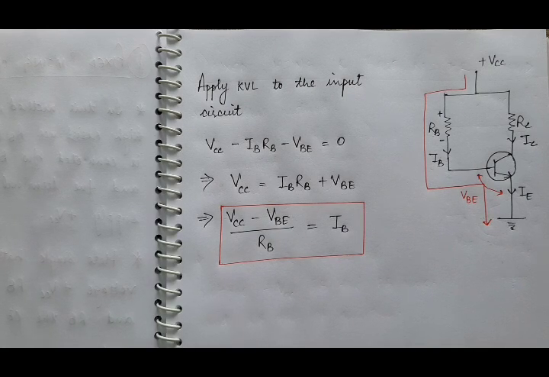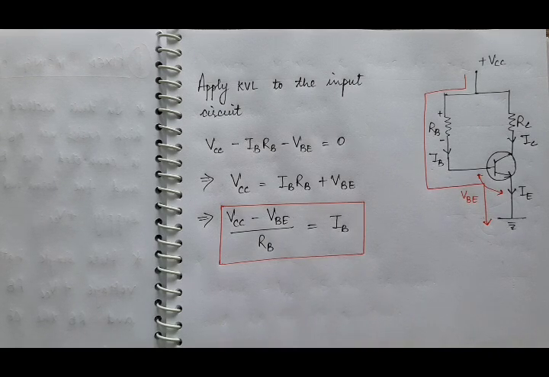And you will see that in case of numericals, the value of this VBE will not be given. Why? Because in case of silicon transistor, this VBE is 0.7 volt, and in case of germanium transistor, this VBE is 0.3 volt. So you have to remember this.